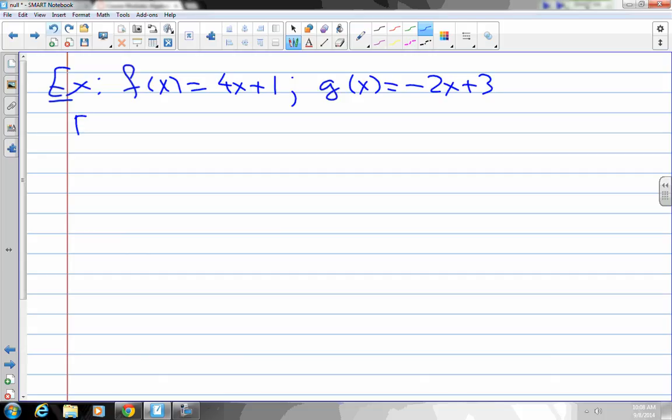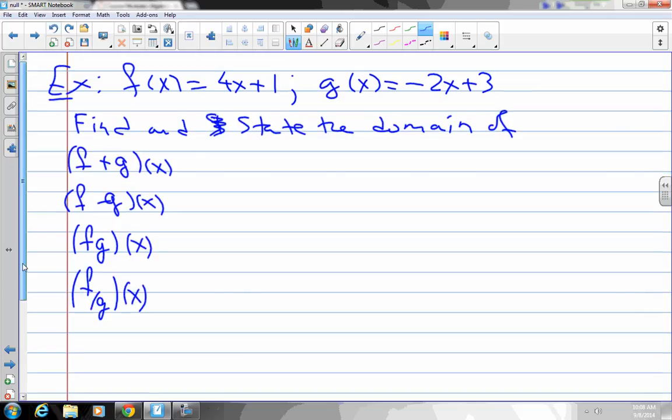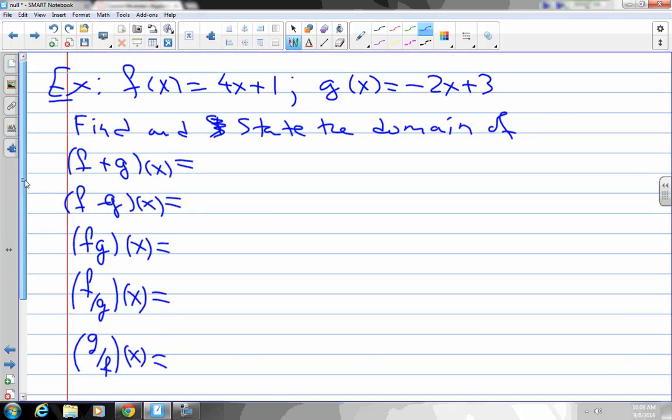So I want you to find and state the domain of, so I want to do all 4. F plus g of x, so find the function, state the domain. F minus g of x, find the function, state the domain. F times g of x, find the function, state the domain. F over g of x, find the function, state the domain. Now let's do g over f as well. So I want you to find the actual function in each case, and tell me what the domain is.